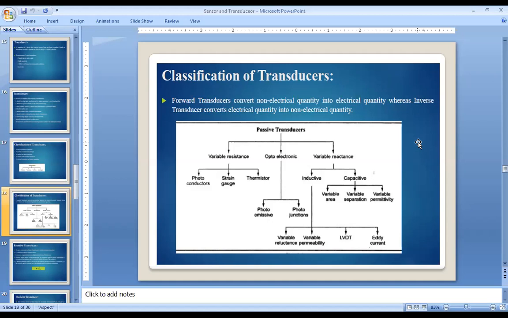Now the passive transducer, based on their application, is divided into three types: variable resistance, optoelectronics, and variable reactance. In the variable resistance type, we have the photoconductor, strain gauge, and thermistor.